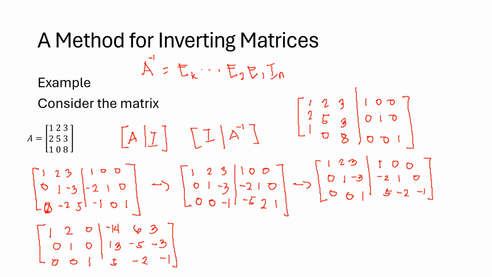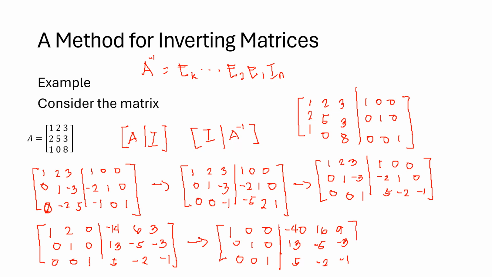Okay, so in this case, we have to multiply negative 2 to the second row, then add it to the first row, because we have 2 here in the left side. So here, what we have is 1 0 0, then here you have negative 40, 16, 9, then 0 1 0, you have 13, negative 5, negative 3. Then you have 0 0 1, then you have 5, negative 2, negative 1.